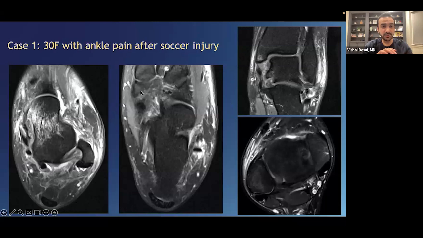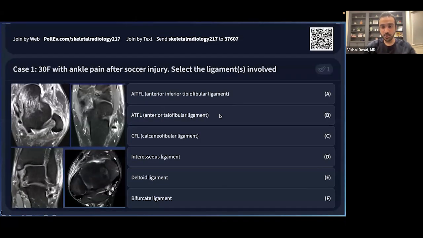So case number one: this is a 30-year-old female with ankle pain after a soccer injury. The areas of interest on this one will be here, over here, here, and then a more normal structure higher up. Moving on to the question: select the ligament or ligaments involved. You have your AITFL, your ATFL, CFL, interosseous ligament, deltoid ligament, or bifurcate ligament. I'll wait for about 20 to 30 seconds, let those answers roll in, then we'll collect those responses and go over it.